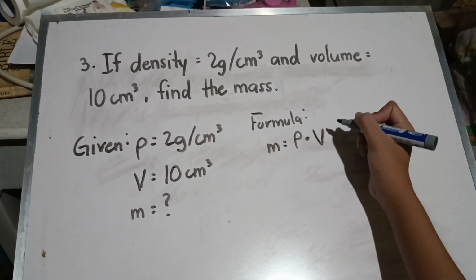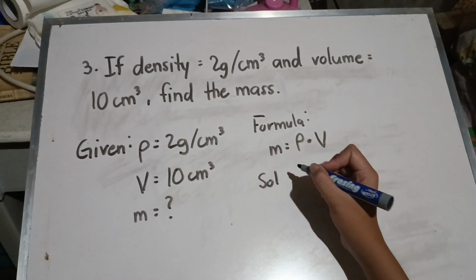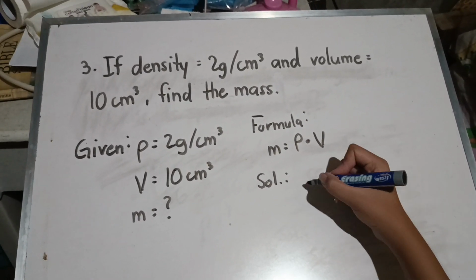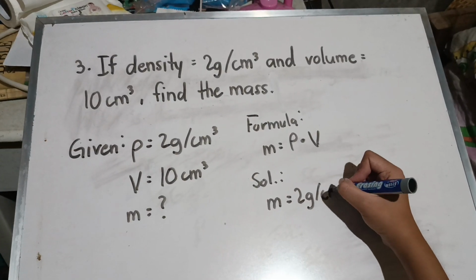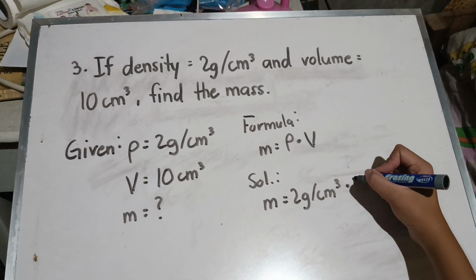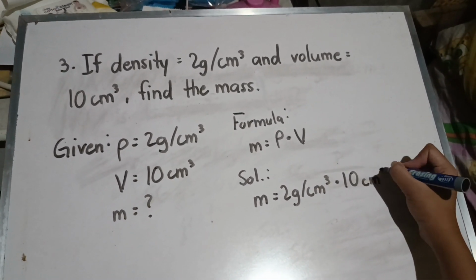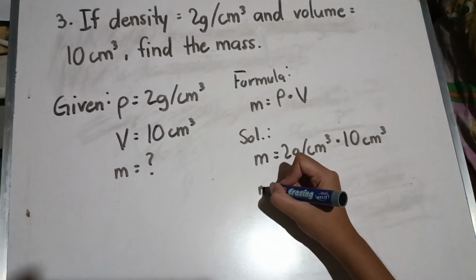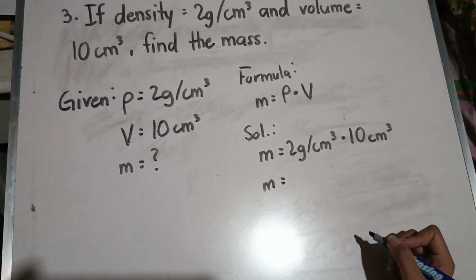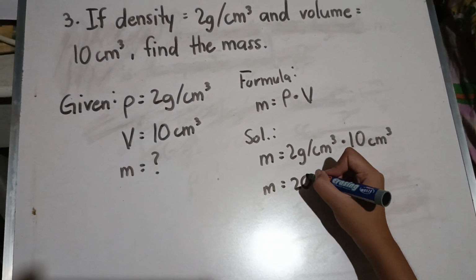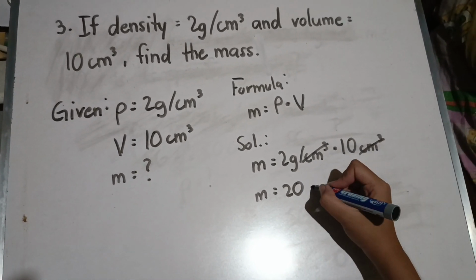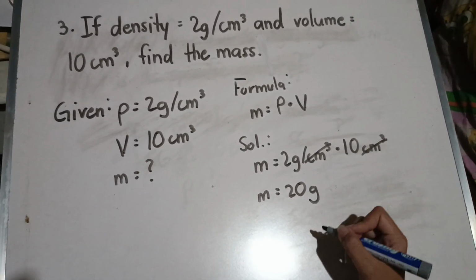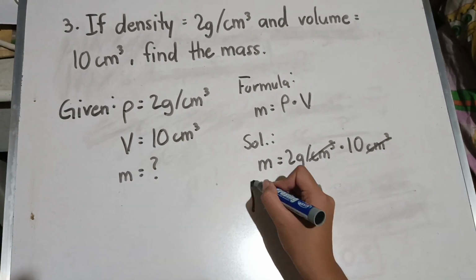Now let's substitute. Mass is equal to our density, which is 2 grams per cubic centimeter, multiplied by our volume, which is 10 cubic centimeter. So 2 times 10 is equal to 20. And for our unit, cancel cubic centimeters and grams is left here with us. So our final answer is 20 grams.